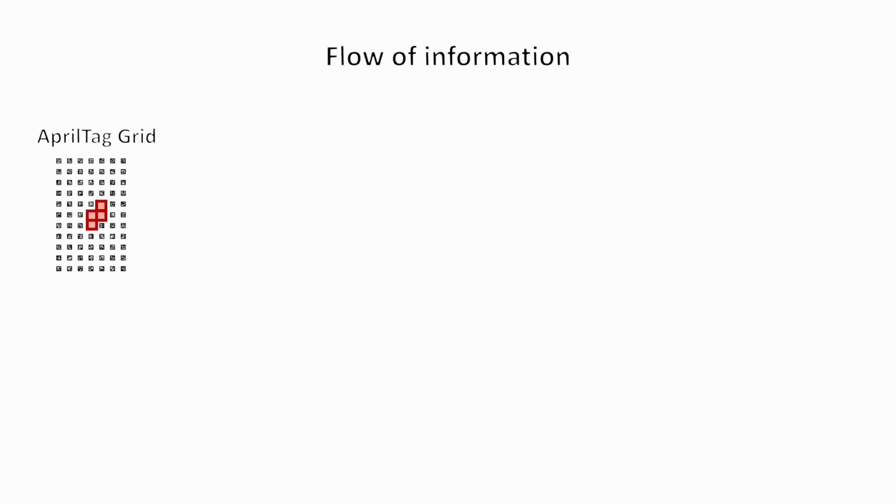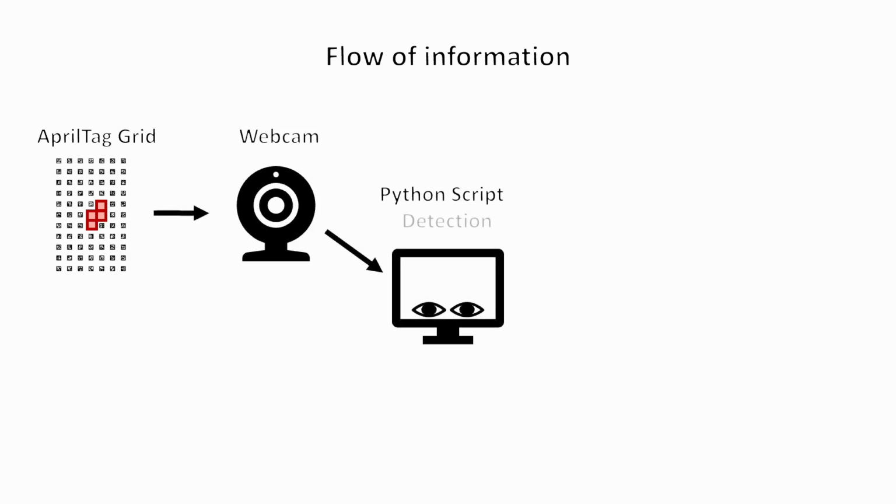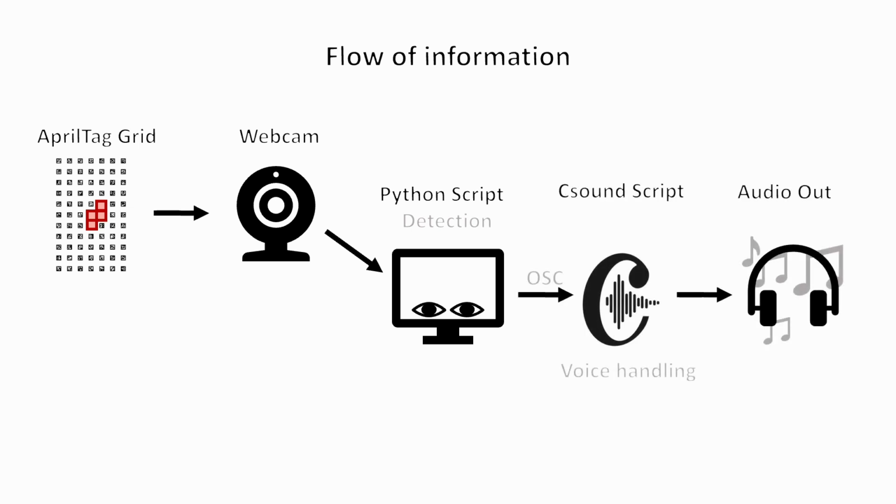The interface flow of information starts with placing the polyominoes on the grid. A camera films the scene and a Python script detects which fields are covered by the polyomino. A Csound script then takes the information which notes to play from the Python script via OSC, Open Sound Control.